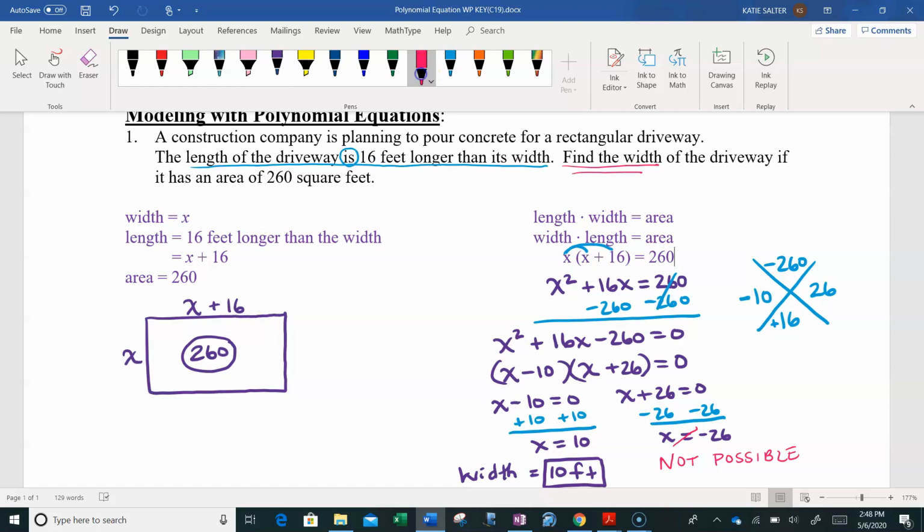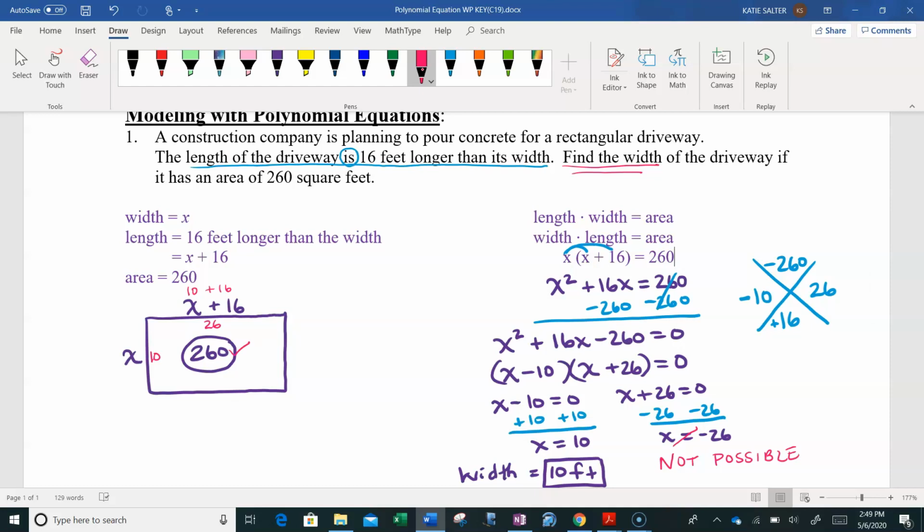If you've done all this work, make sure you go back and check your answer. If the width was 10, what would 10 plus 16 give us for the length? It would give us 26. Does that make sense? Does 10 times 26 give us 260? Yes, and we know we've done the problem correctly.